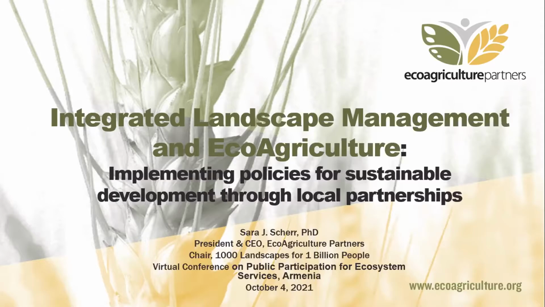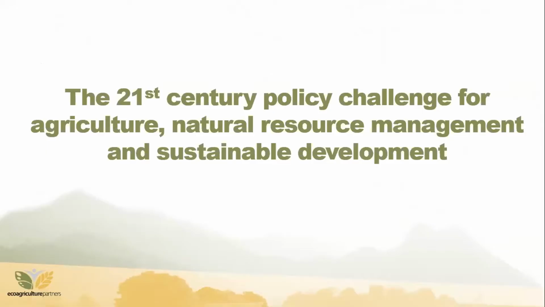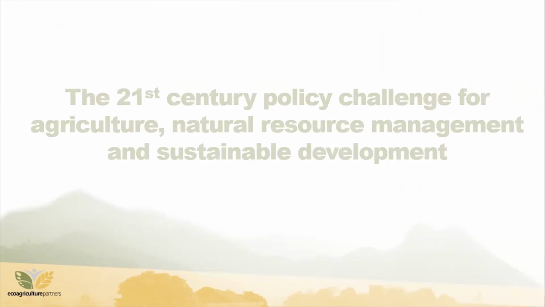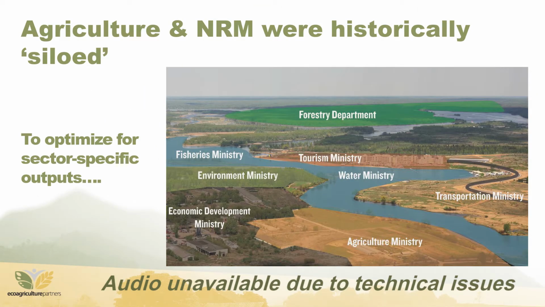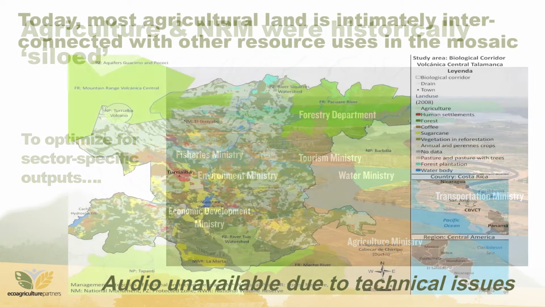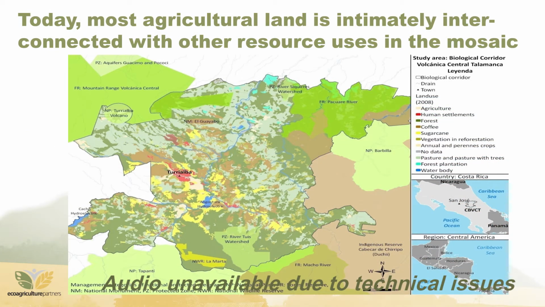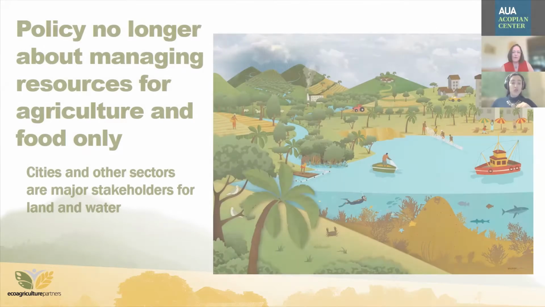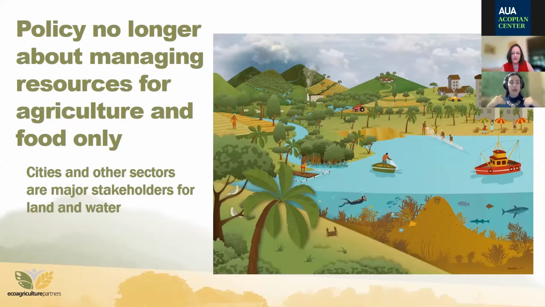So from the little I know about Armenia and the Caucasus, I do think that some of our policy approach also needs to change away from this siloed nature. It can't be anymore about managing the agricultural resources only for food and agricultural production. There are many other stakeholders, not least of which is urban development, that are needed to be there.